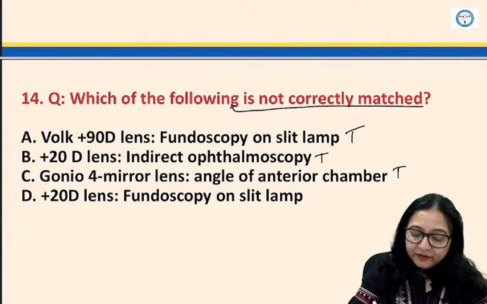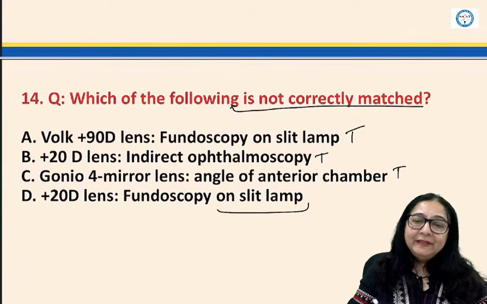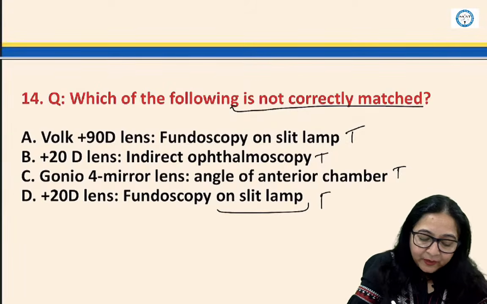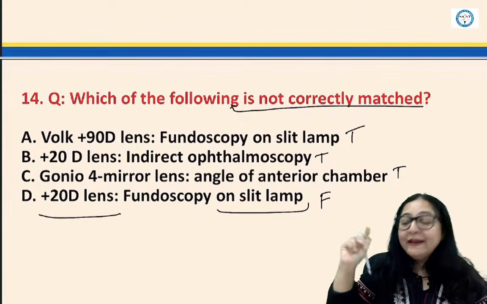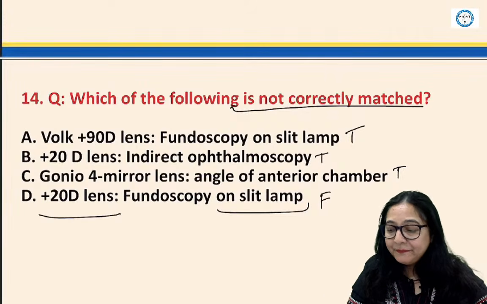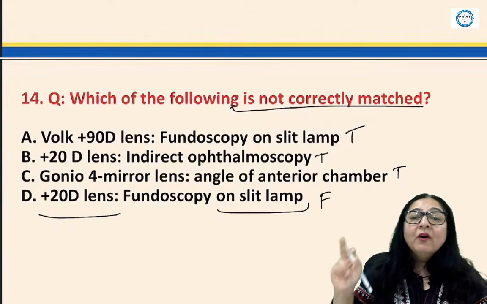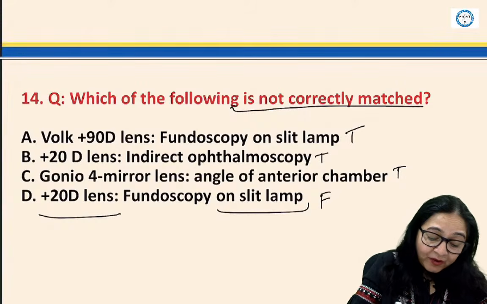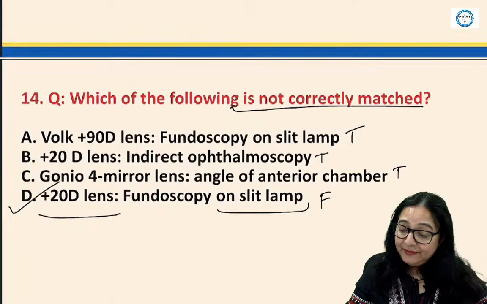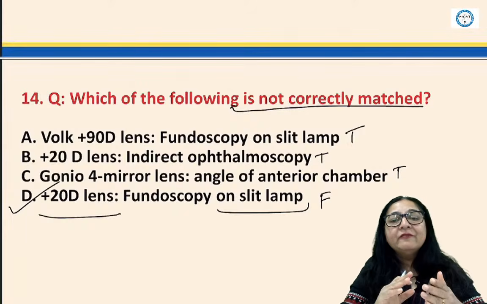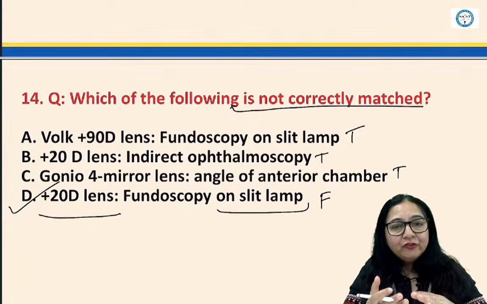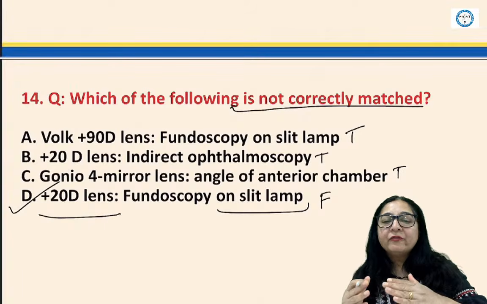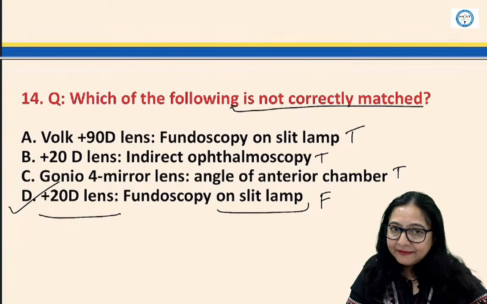20D lens for fundoscopy on slit lamp, that is false, because 20D lens is used for indirect ophthalmoscopy. So the answer here is choice D. This is incorrectly matched. So a little bit of information about the lenses. You should know bache which lens is used for which examination method.